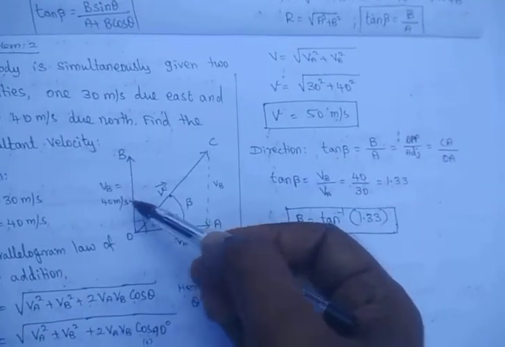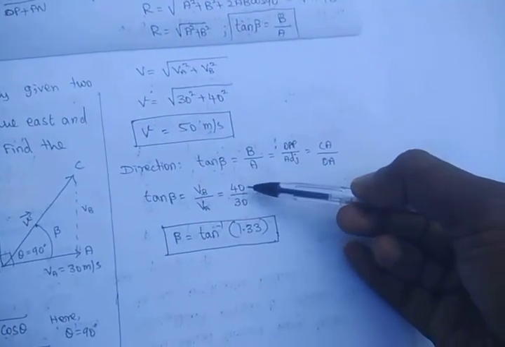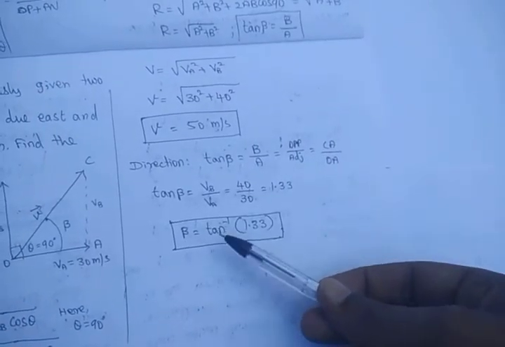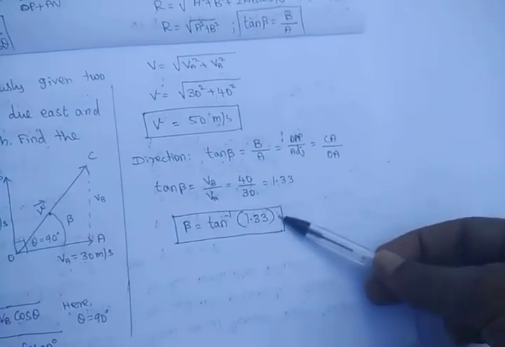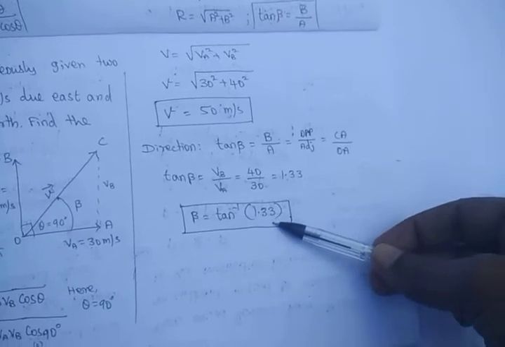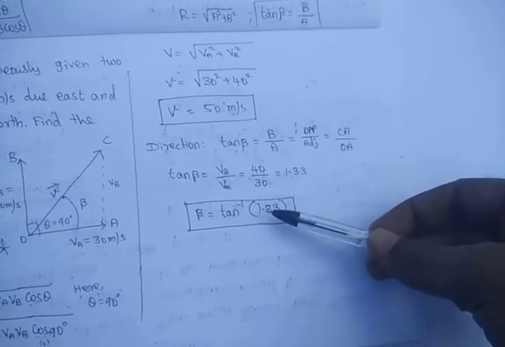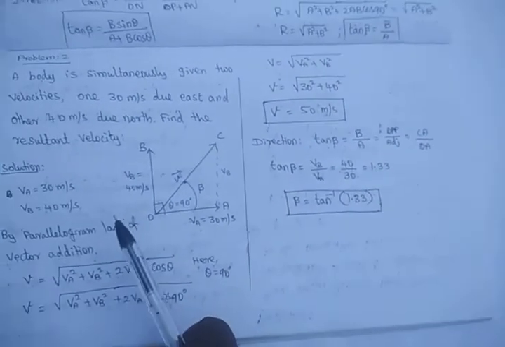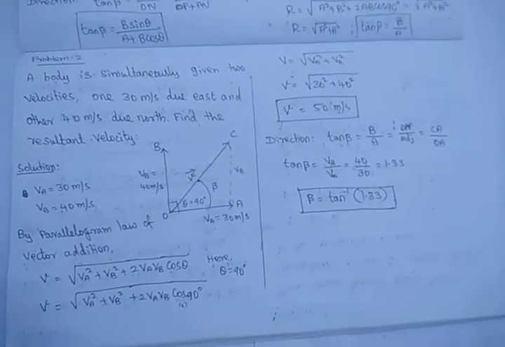So B is VB and A is VA. So VB by VA, which is equal to 40 by 30, we get 1.33. So angle beta is equal to tan inverse of 1.33. If you use the logarithmic table, we get the angle. From the exam point of view, if we get the logbook, we are able to calculate this beta value directly. Otherwise, please write the answer up to this value, and we get full marks. So a very simple question: two vectors acting perpendicularly, what is the resultant vector?